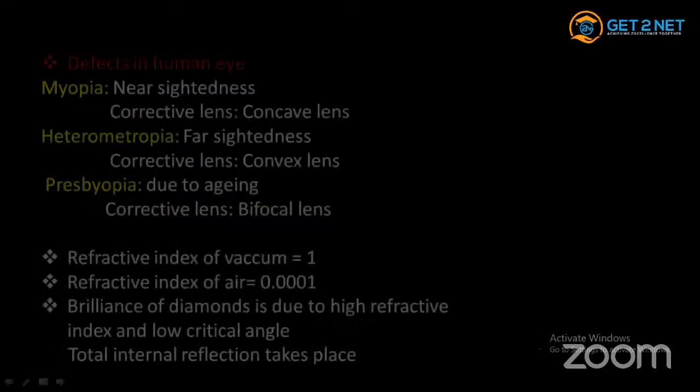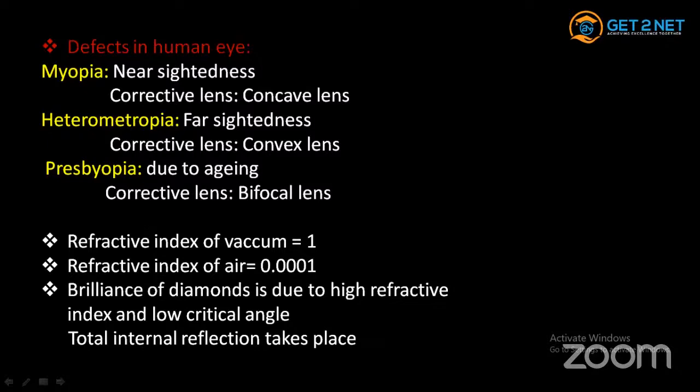Next, defects in human eye. Sometimes we wear glasses or spectacles. So first is myopia. Myopia is known as nearsightedness.